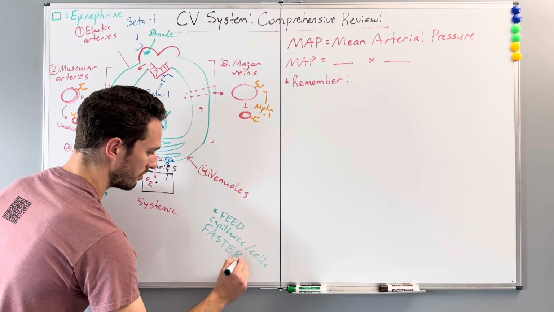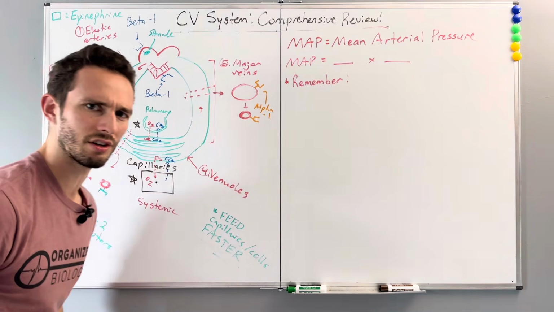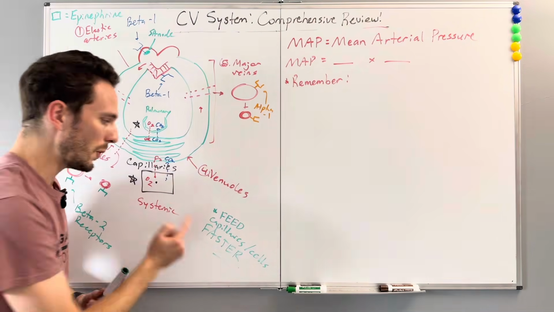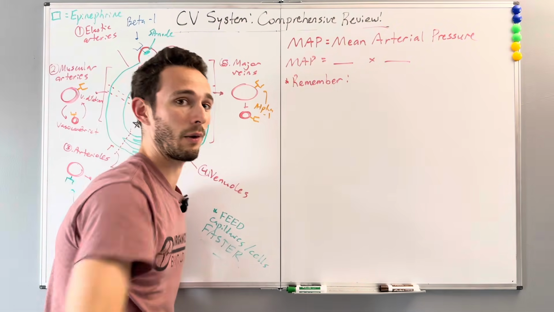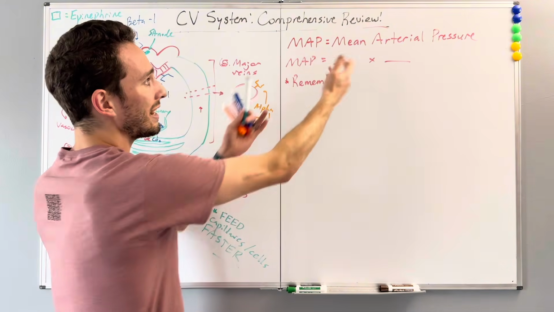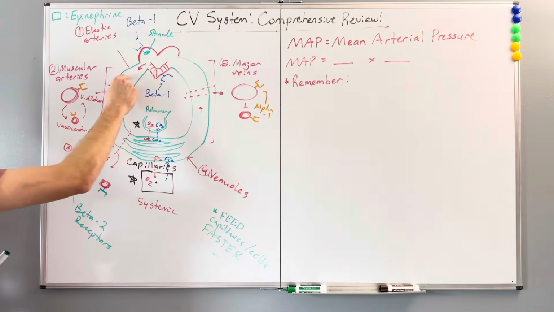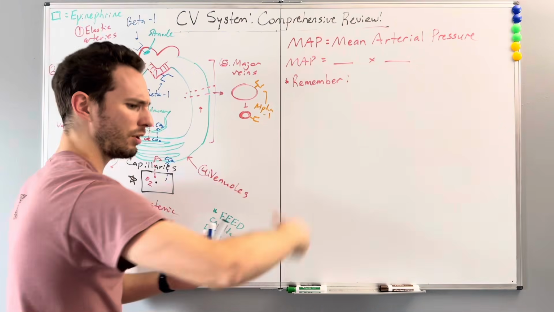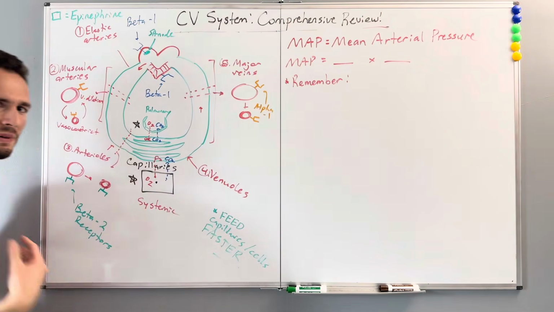Well, how can we do that? How can we feed the capillaries and cells faster? Well, we could increase our blood pressure or our mean arterial pressure, right? So how do we do that? How do we raise pressure which increases the speed?